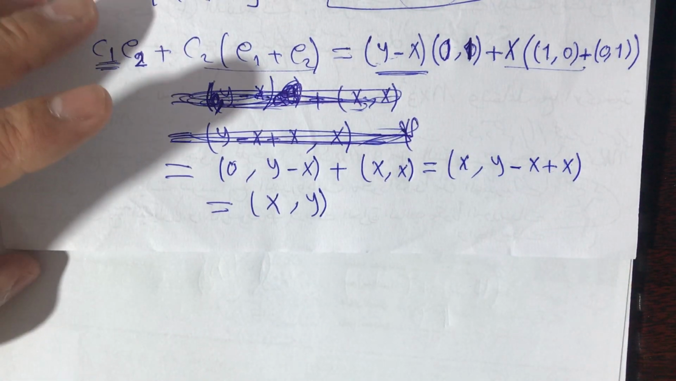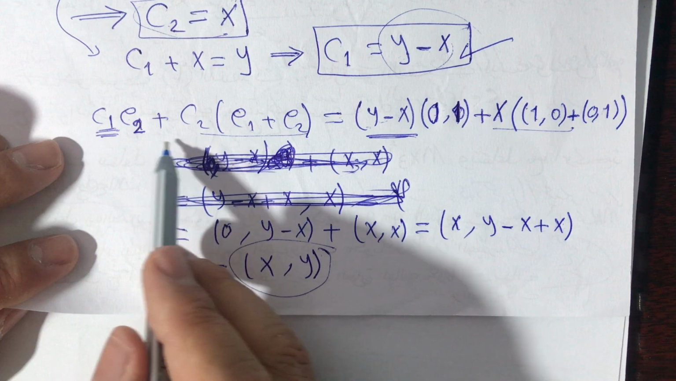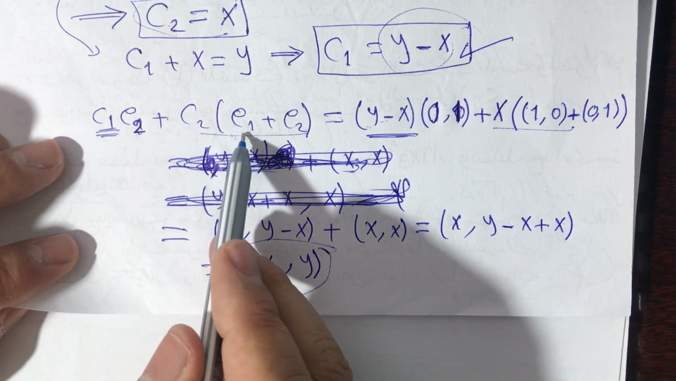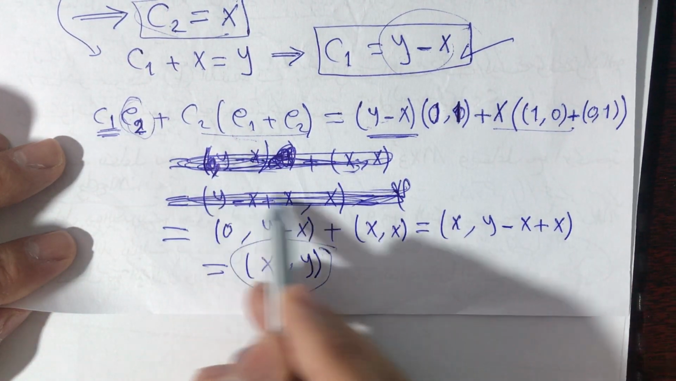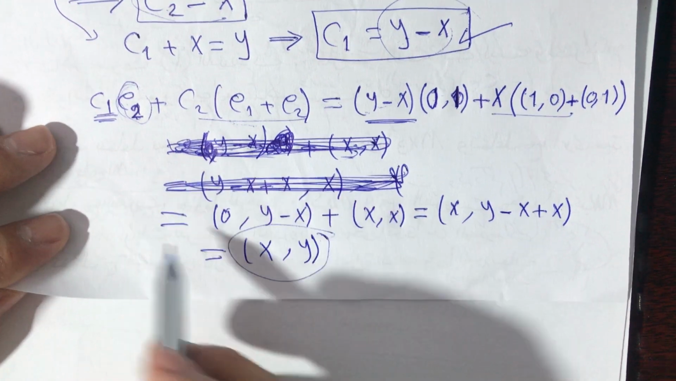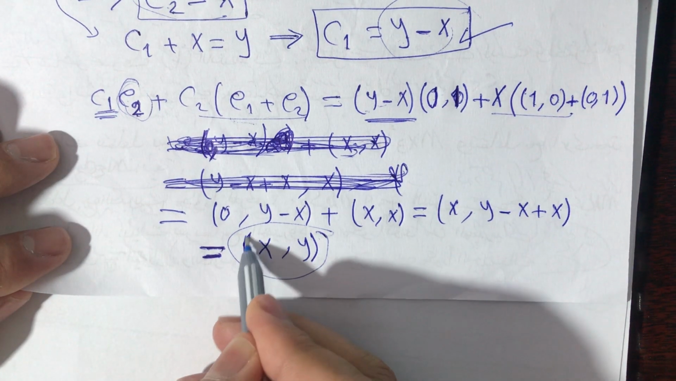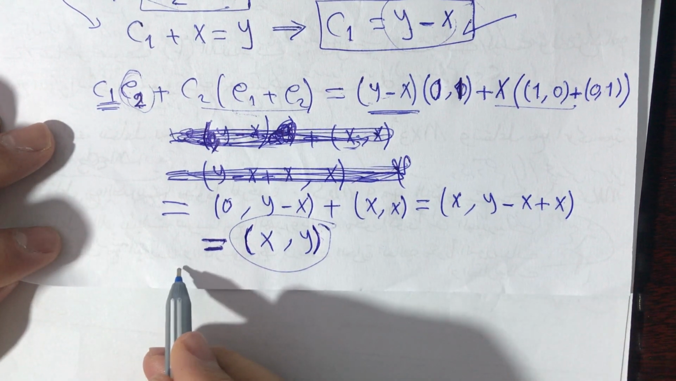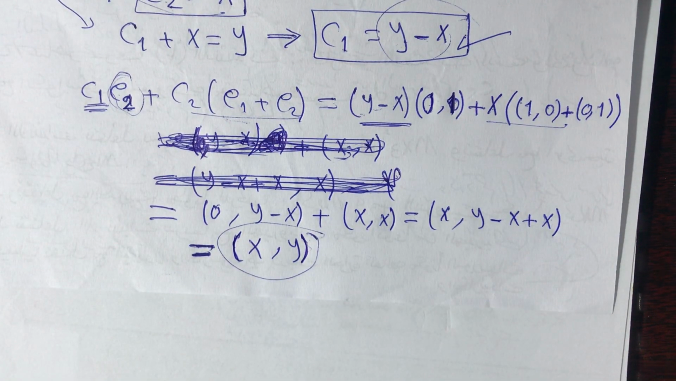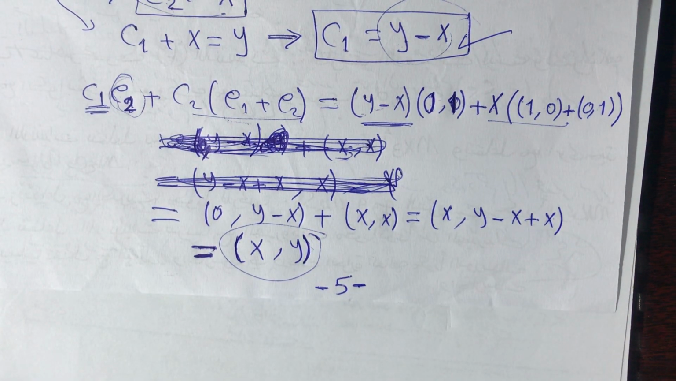So I write any linear combination of (x, y) this way, as a linear combination of these vectors E2 and E1 plus E2. Any wrong will still be wrong, so you have to do it perfectly to avoid the wrong. Now this implies, this is page number 5.